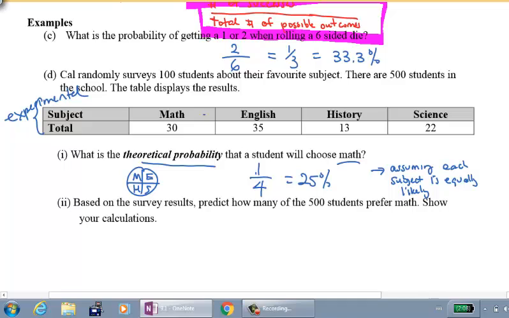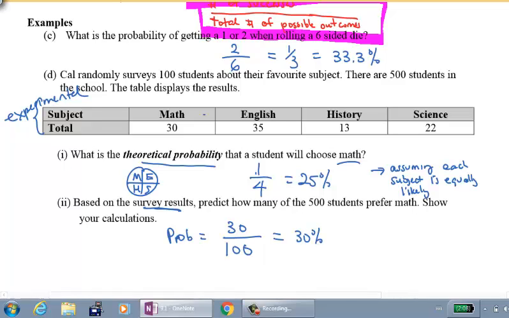My pie here is broken into 4 equal parts or pieces. Now, based on the survey results, so here's that experimental part probably coming in again. Predict how many of the 500 students prefer math. Well, in this case, the probability is equal to the number of successes, which is 30, divided by the number of total students chosen or randomly selected, which is 100. So in this case, that's 30%.